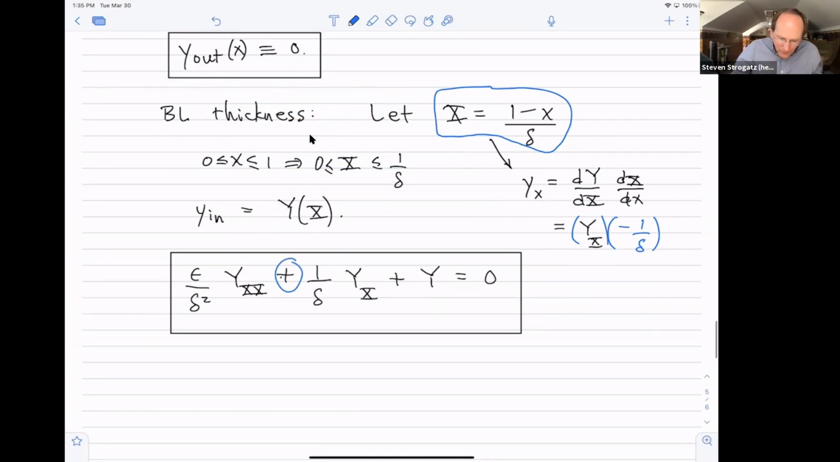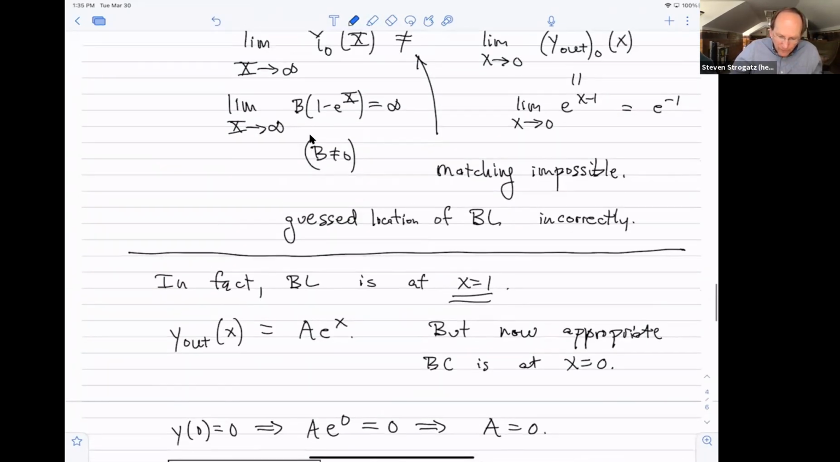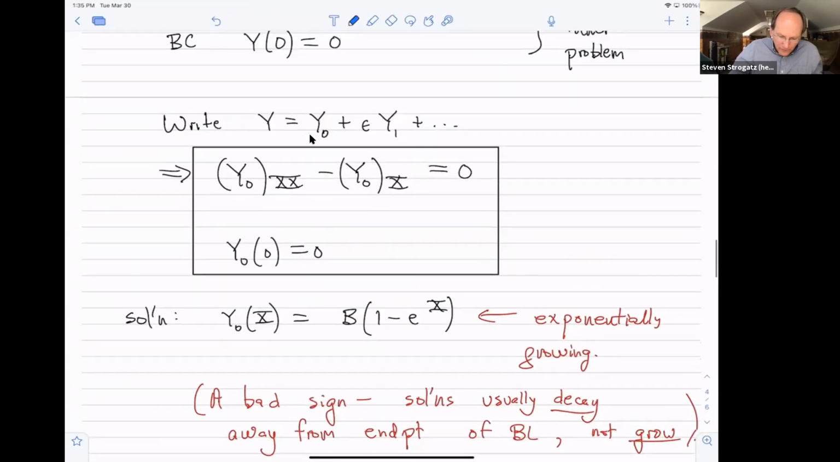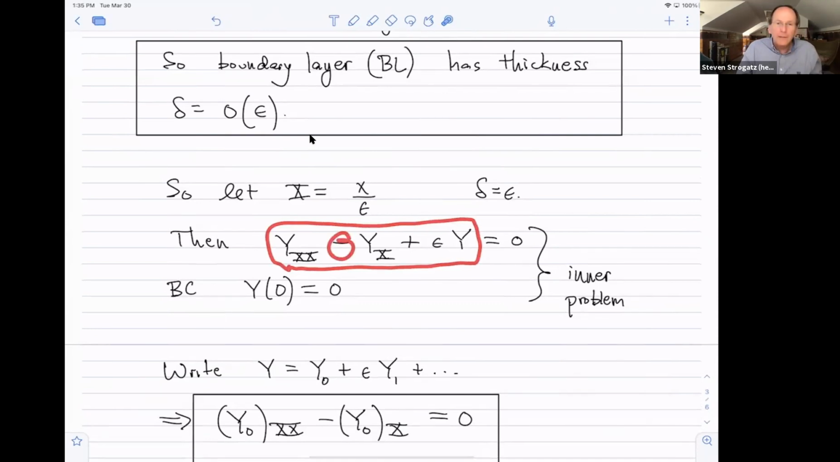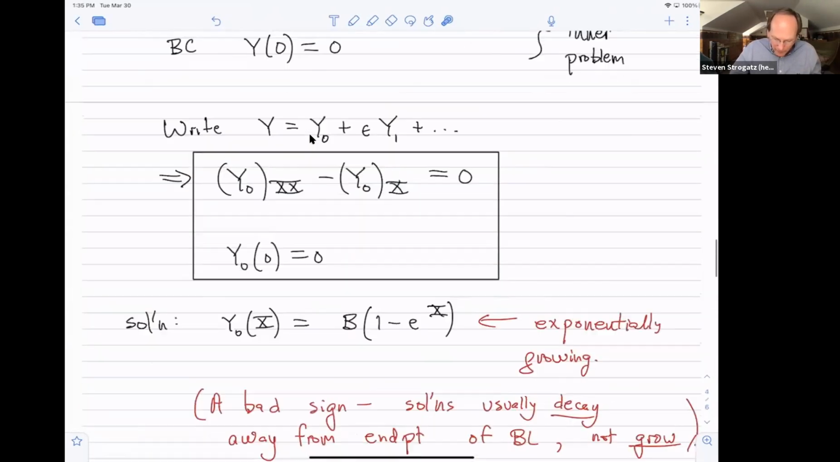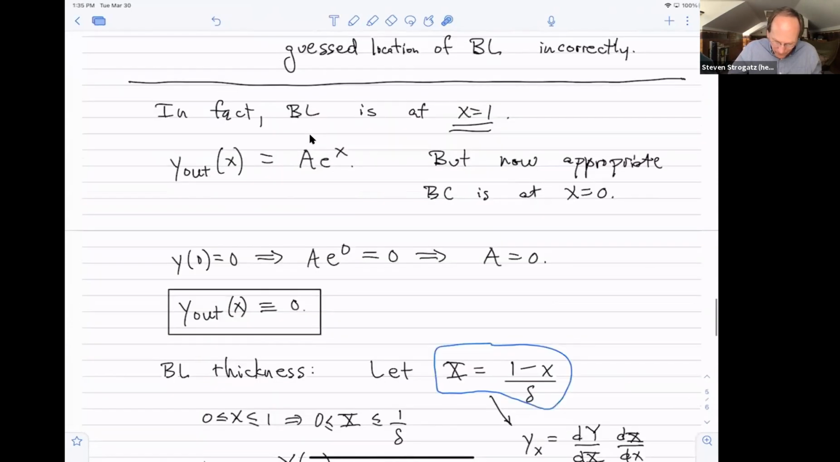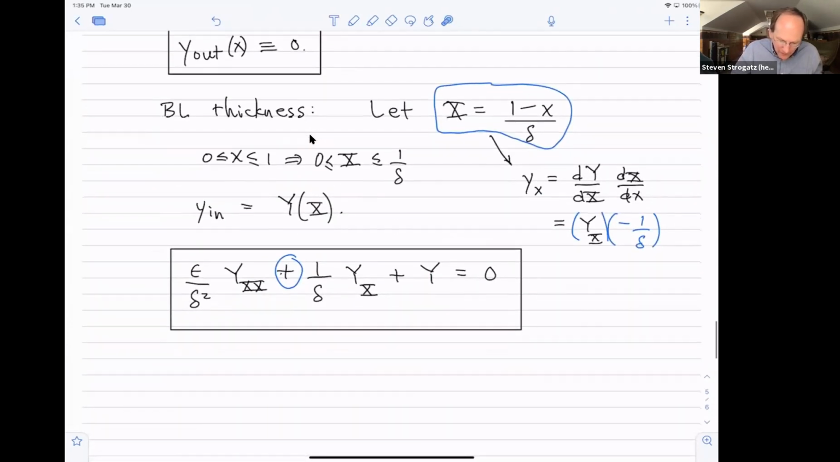See, let's go back. What was the governing equation? Contrast that with what we had in the earlier inner problem. Notice we had a negative y sub x, right? Now we have a positive y sub x. And it makes a big difference because now we're going to get exponential decay in the boundary layer rather than exponential growth.